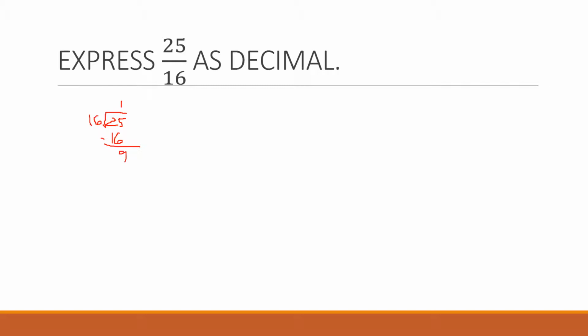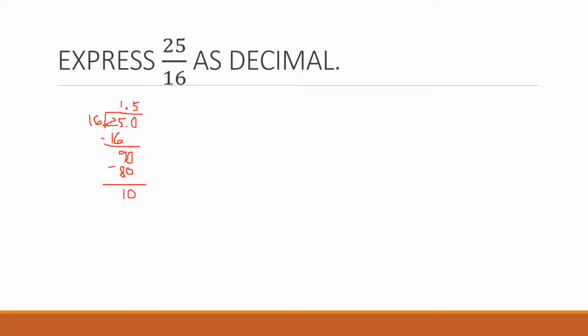9 divided by 16, you cannot divide them, so you're going to add 0. Since you add 0 there, there must also be 0 here. Where the decimal point is, it should also be there. So this is 90 divided by 16, which is 5. 5 times 16 is 80. Repeating the process, this will be 10.